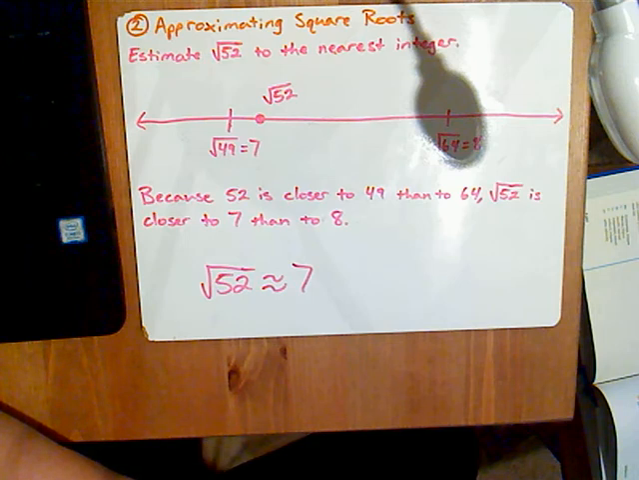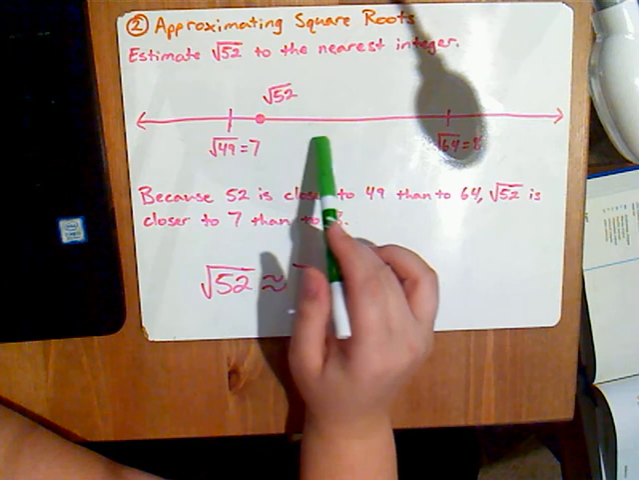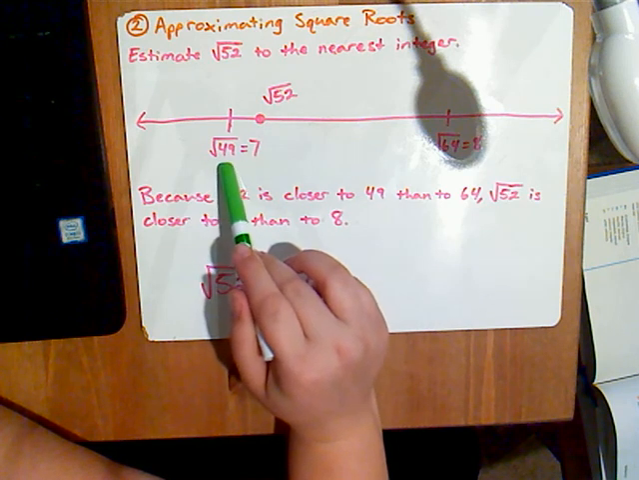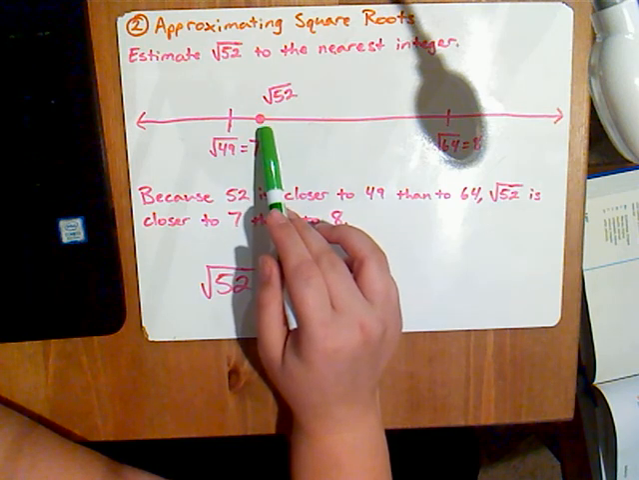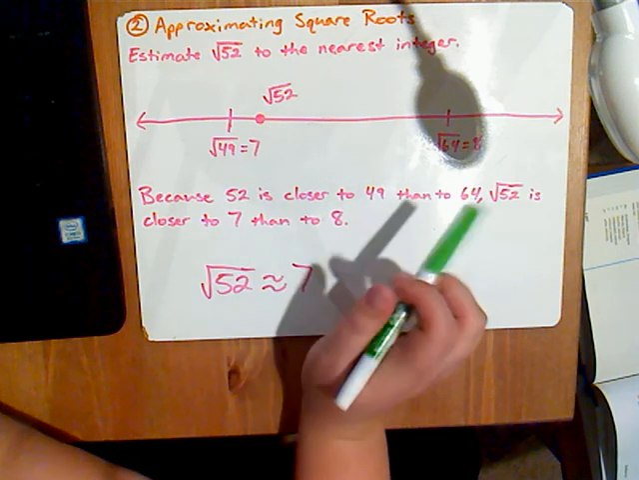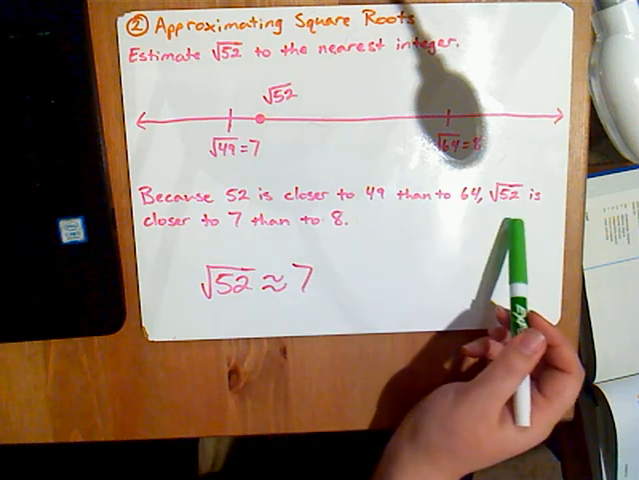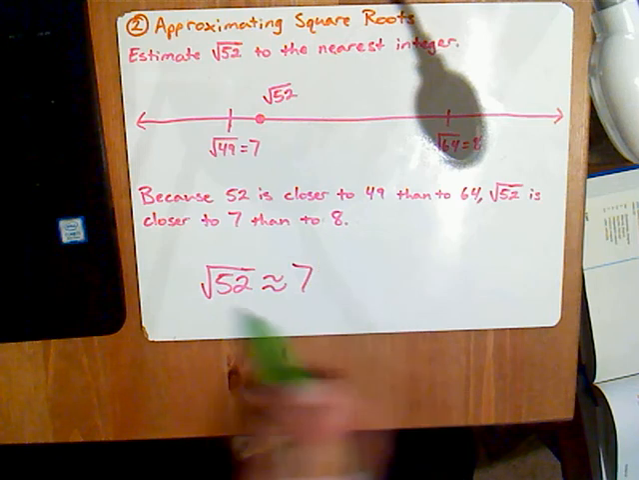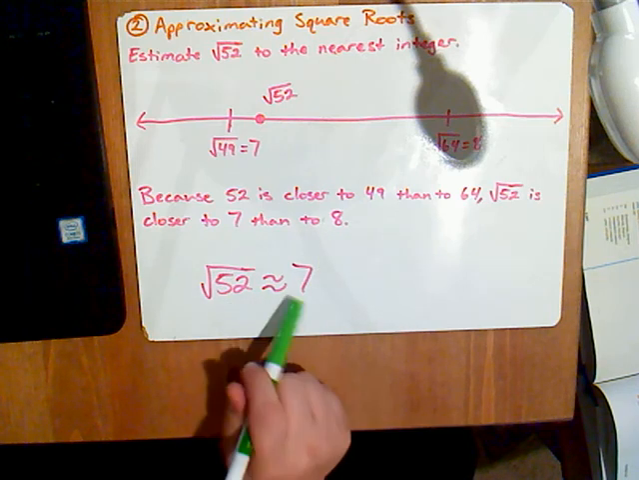So the square root of 52 on a number line is going to end up being closer to the square root of 49. So when you graph that on a number line, because 52 is closer to 49 than 64, the square root of 52 is closer to 7 than to 8. So the square root of 52 is about 7.